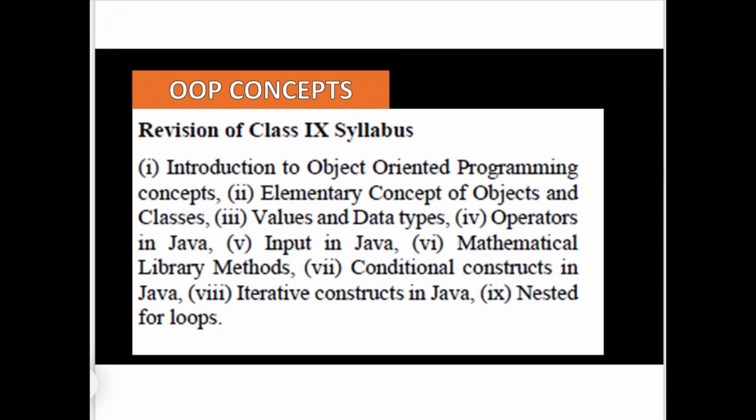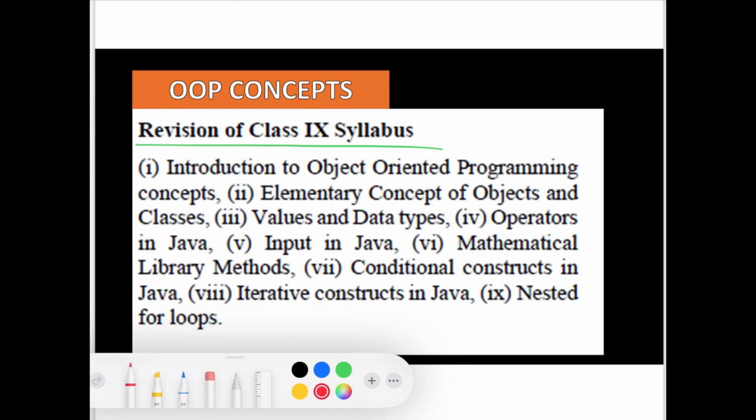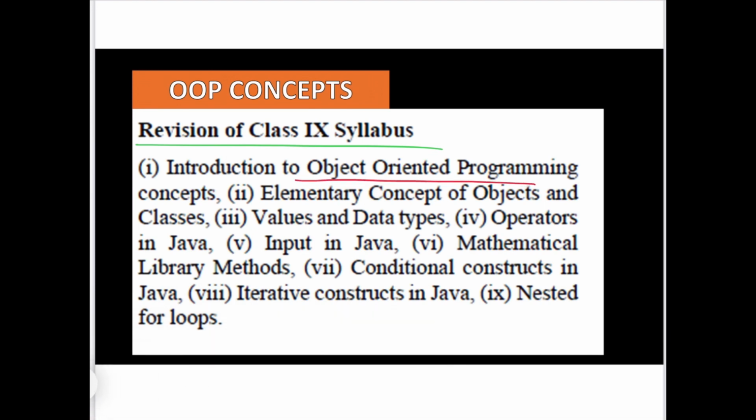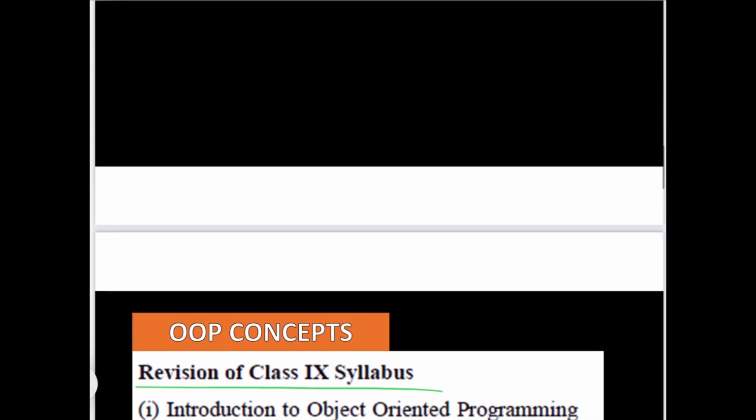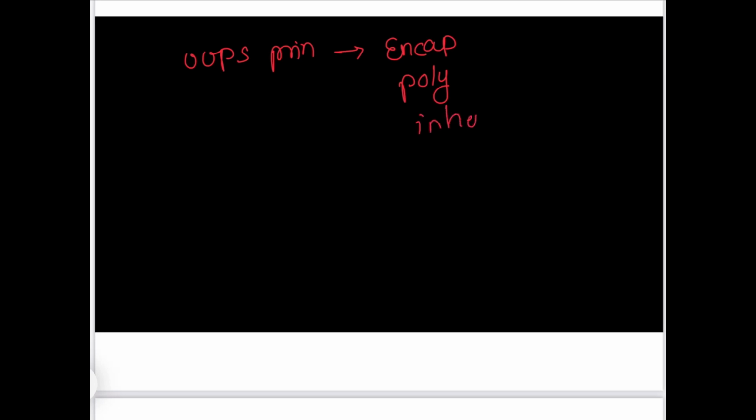The first chapter is revision of the class 9 syllabus. In this, what do we expect? The introduction of object oriented programming. The very important thing here is that you have to work on the OOPS principles. What are they? Encapsulation, polymorphism, inheritance, and last is abstraction. You have to work on this. Definitely one theory question will be there based on this.